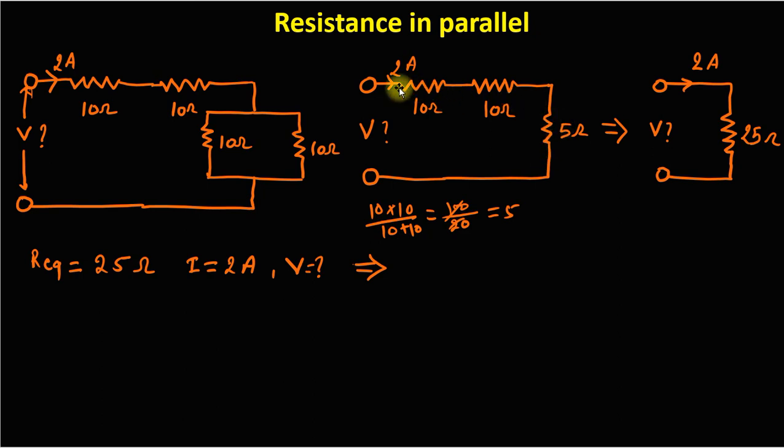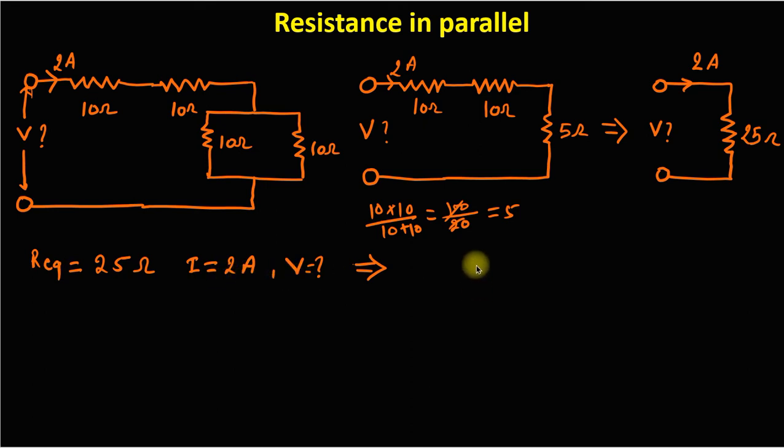and this 5 ohm resistance will be in series with the remaining 2 resistances. So here is the equivalent resistance: 10 plus 10 plus 5 is equivalent to 25. So we have a 25 ohm resistance here and the current in the circuit. So two values we have and the third value is unknown.